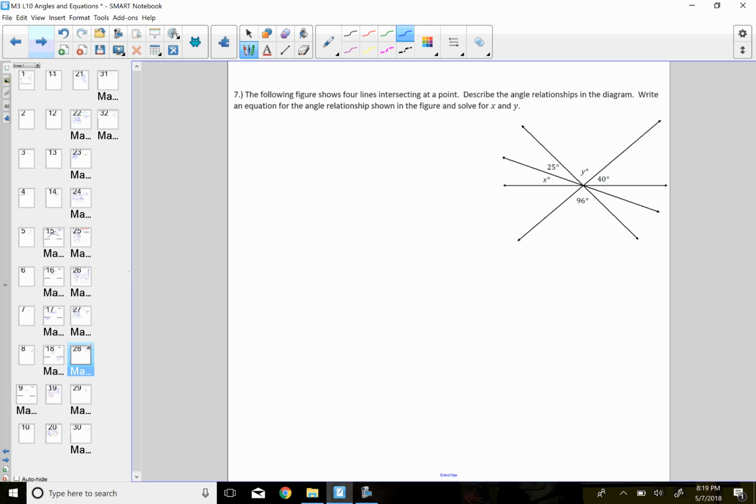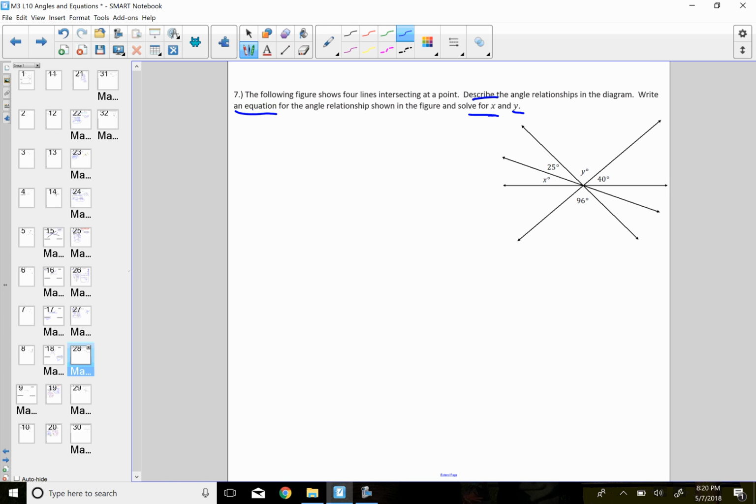On page 9, we have question 7. The following figure shows four lines intersecting at a point. Describe the angle relationships in the diagram. Write an equation for the angle relationship shown in the figure and solve for X and for Y. So I have two letters to solve for after I describe the relationship and write an equation based on that relationship.